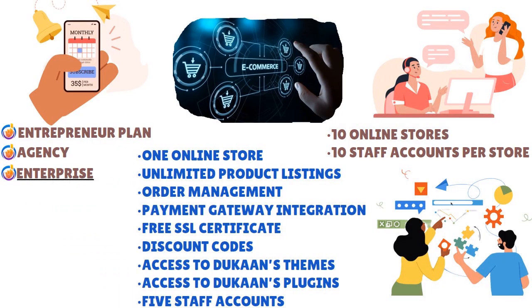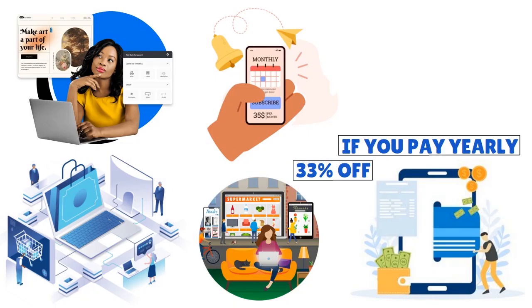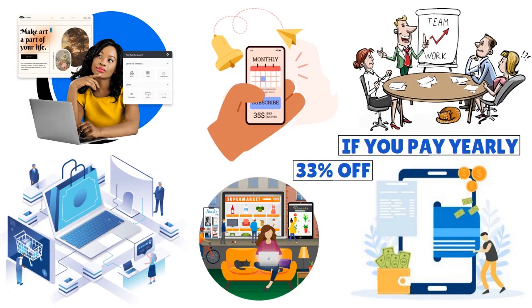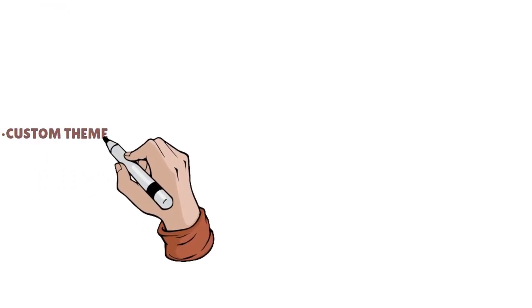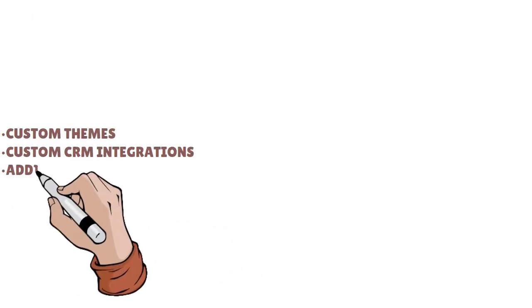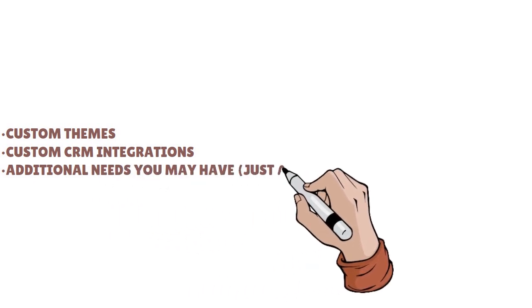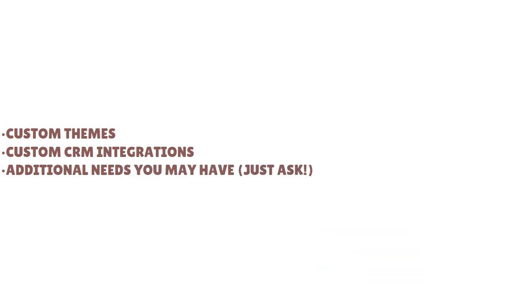So with the enterprise plan, you get completely customized pricing. This allows the Dukaan team to create a plan that fits your budget and goals. With the enterprise plan, you get everything in the agency plan, plus custom themes, custom CRM integrations, and if you have additional needs, just ask Dukaan, and they will work with you.